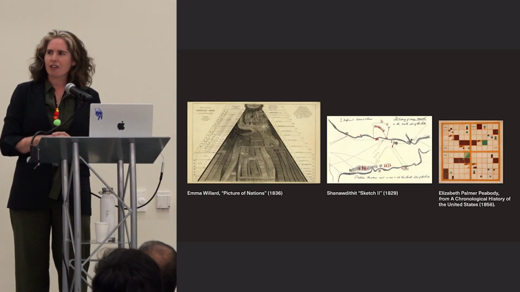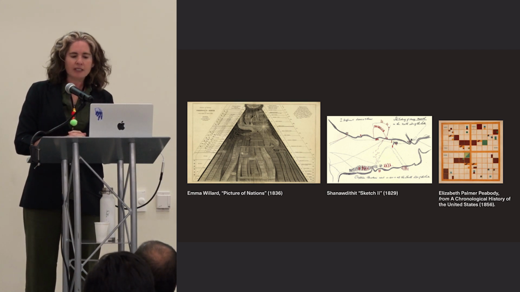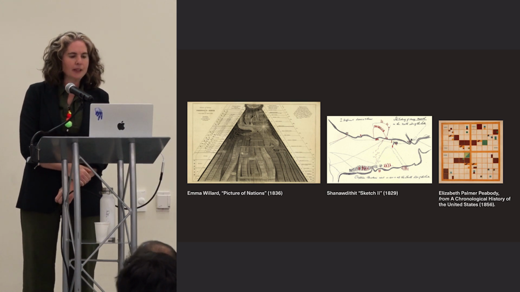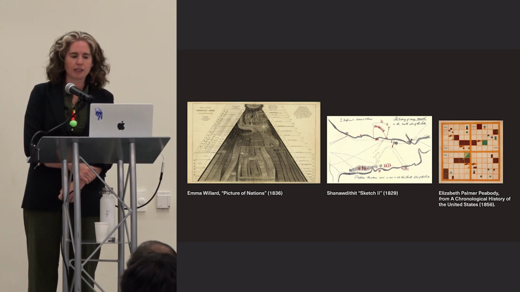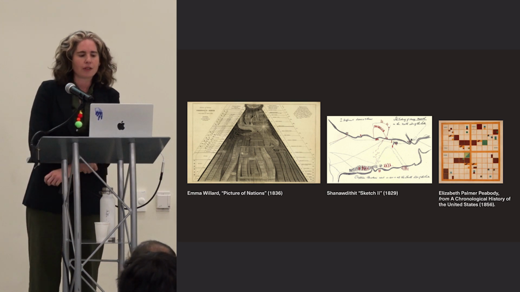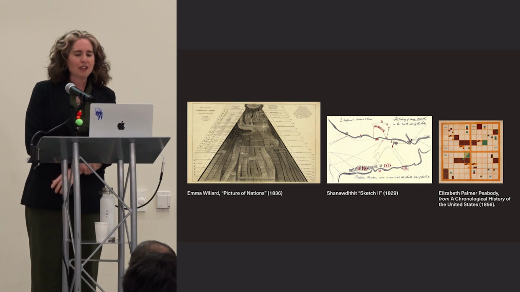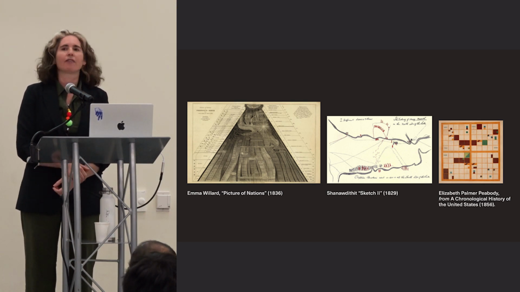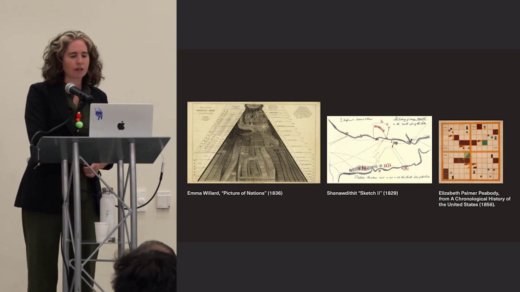But what we don't see are charts like these. So here you see on the left the early 19th century educational innovator Emma Willard and her picture of nations. In the middle is a thematic map created by Shanawdithit, who was a Beothuk woman who lived in what we would call today Newfoundland at the start of the 19th century. And then there's the chart on the right. Oh, my screen is mirrored, so this is left. So the chart on the left by the editor and educator Elizabeth Palmer Peabody, which visualizes significant events in the early United States. You actually saw a recreation of one of these charts a few slides ago.